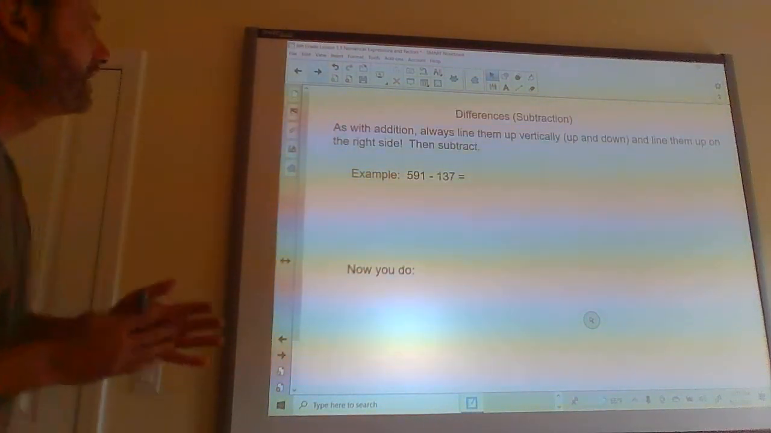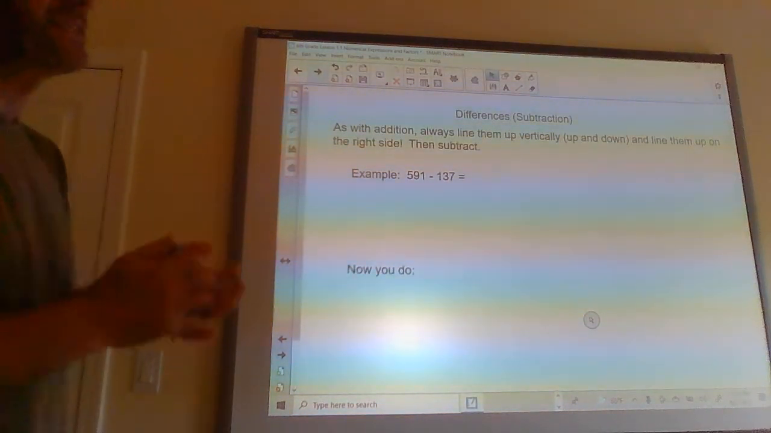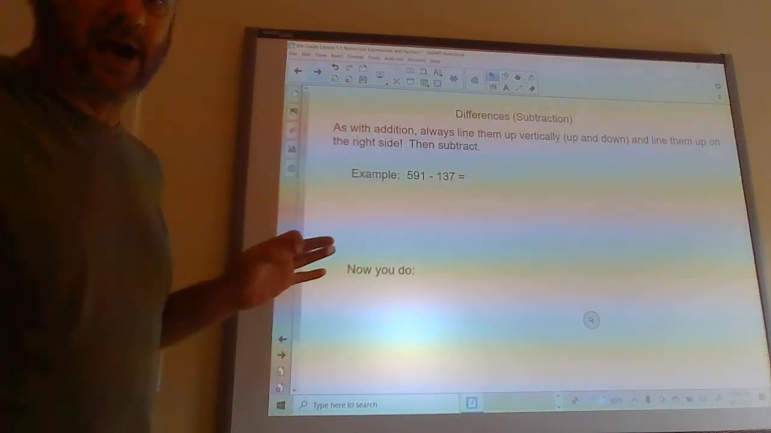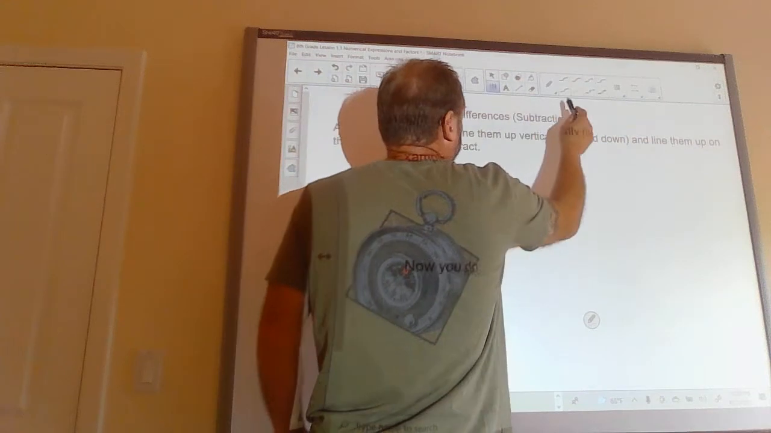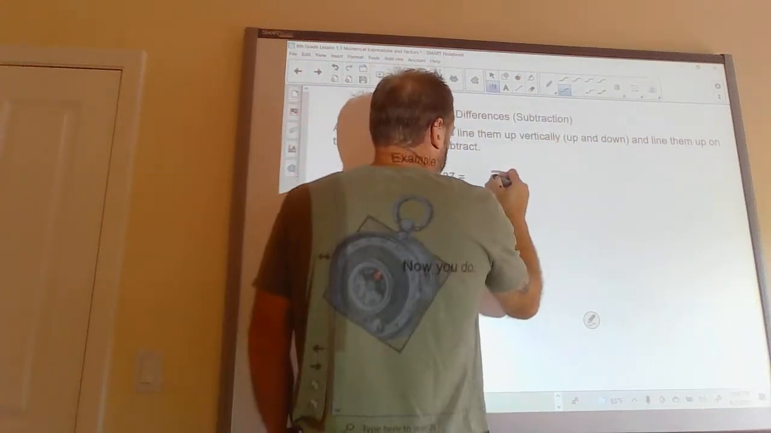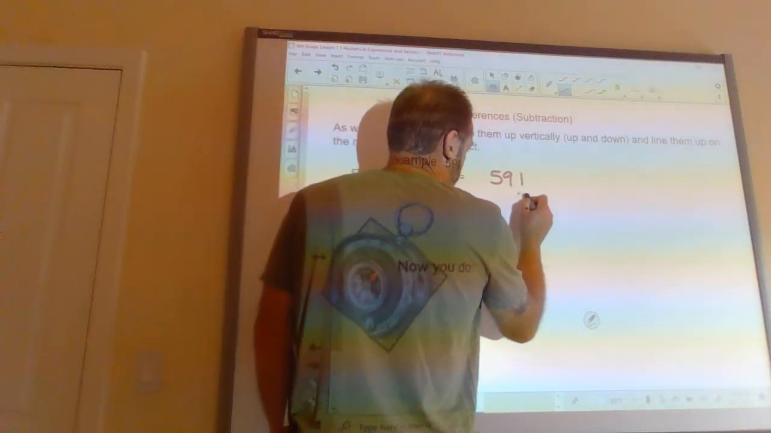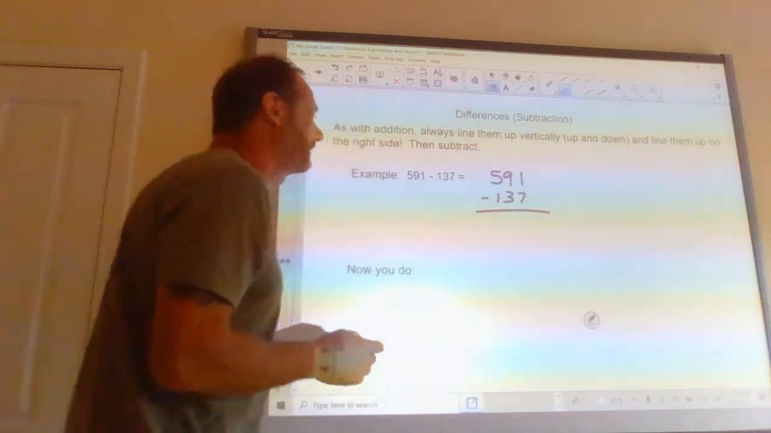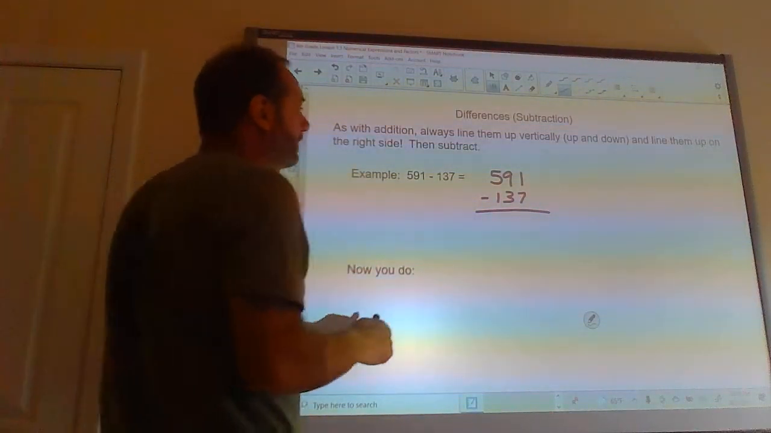Moving right along. Differences. So we're subtracting now. Again, this is even more important than addition, that you line this thing up so that you get the correct answer. So we're going to take 591, and we're going to line up 137. So we'll put the 7 there, 3, 1. We're going to subtract that. People virtually always do better if you write it vertically.